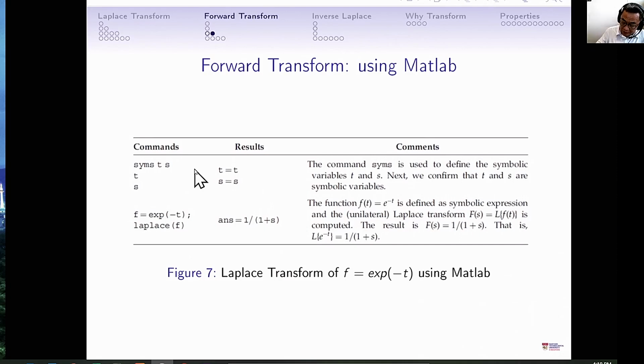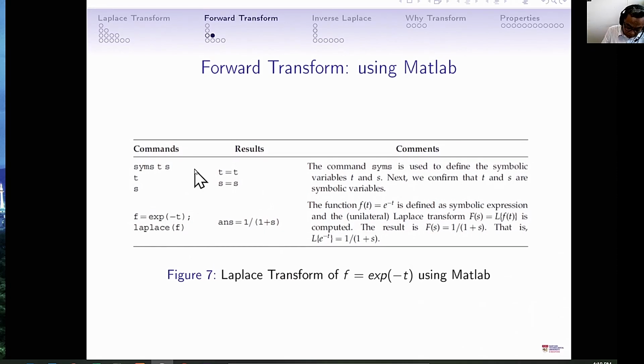This slide shows you how we use MATLAB. MATLAB has a toolbox called the Symbolic Math Toolbox. You must include this when you launch MATLAB. To make your variables symbolic, you use the function called syms: syms t and s to make them symbolic. You define your function in this way, and then you just type laplace, your function name, and out comes the answer. Let us now try.